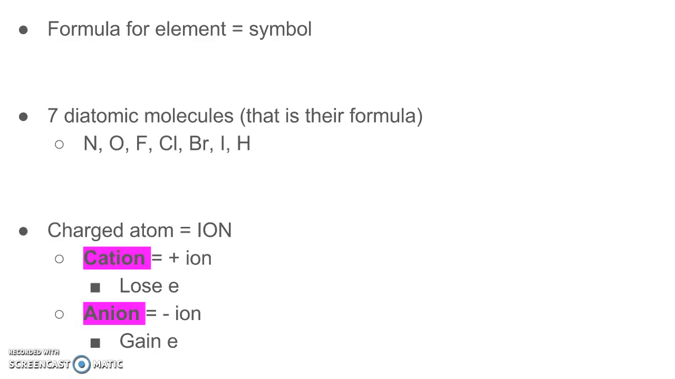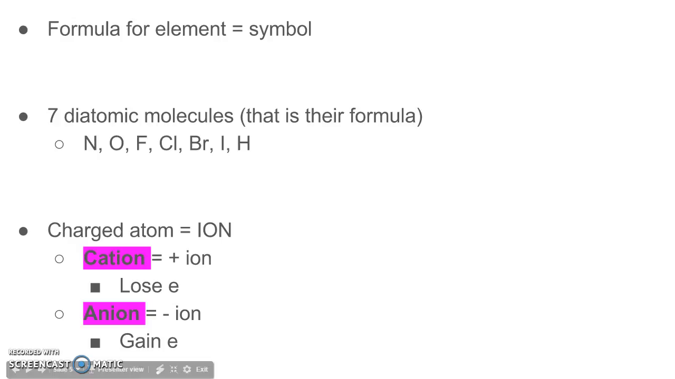And don't forget about those 7 diatomic molecules. You should have them labeled on your periodic table, but the nitrogen, oxygen, fluorine, chlorine, bromine, iodine, and hydrogen, remember, when they're by themselves, they exist in pairs. So as N2, O2, F2, Cl2, Br2, I2, and H2.